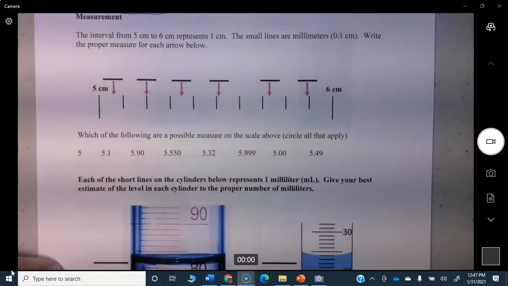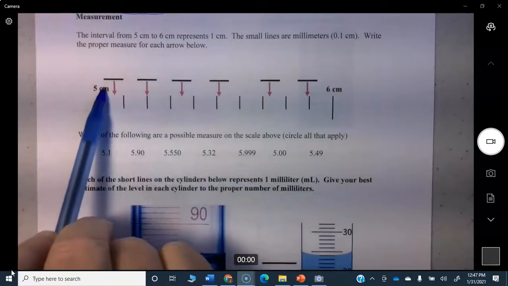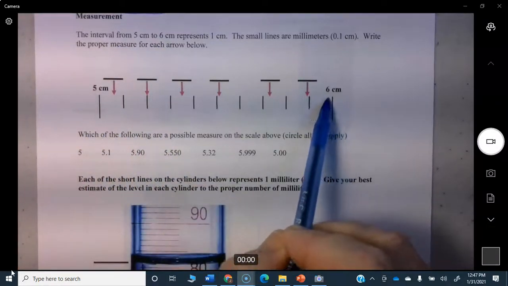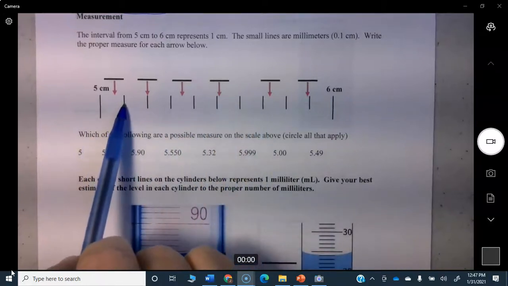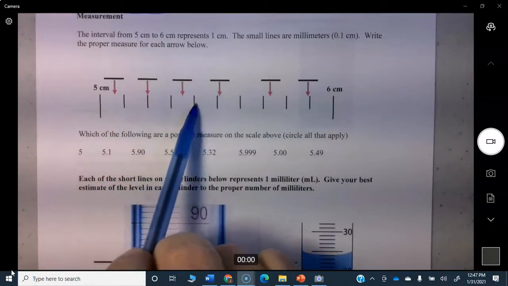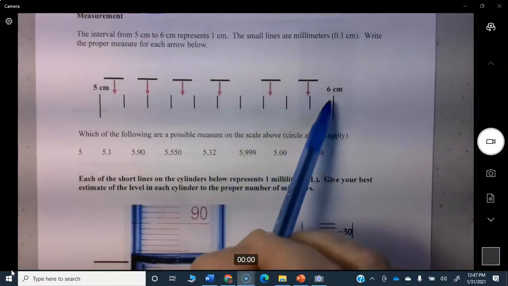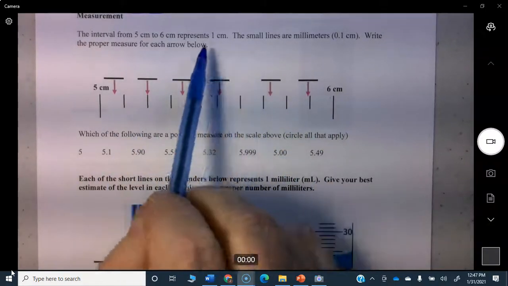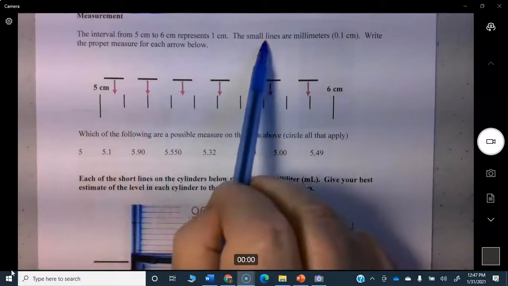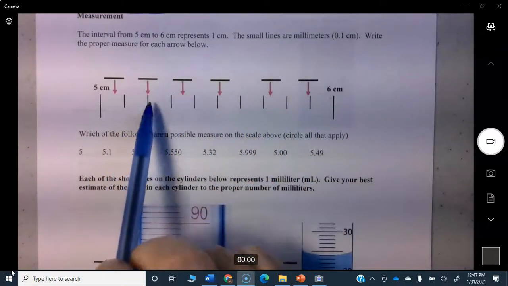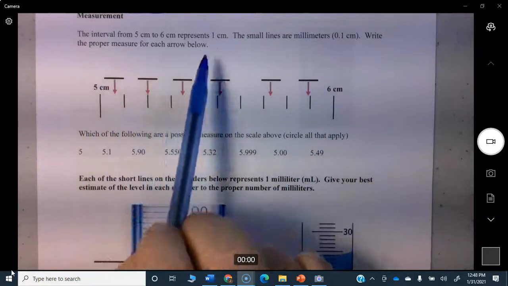All right, measurements. The interval from 5 to 6, so here's 5 centimeters right here, and here's 6 centimeters right there. So this is 5.1, 5.2, 5.3, 5.4, 5.5, 5.6, 5.7, 5.8, 5.9, 6.0. Okay, so the interval from 5 to 6 centimeters represents 1 centimeter. The small lines are millimeters. That's these. These are millimeters. Write the proper measure for each arrow below.